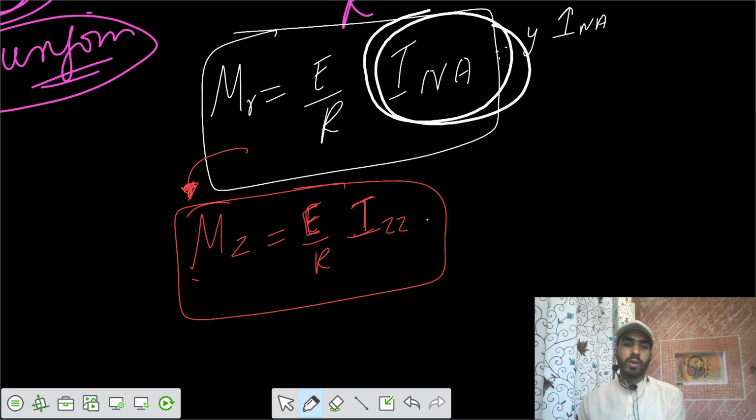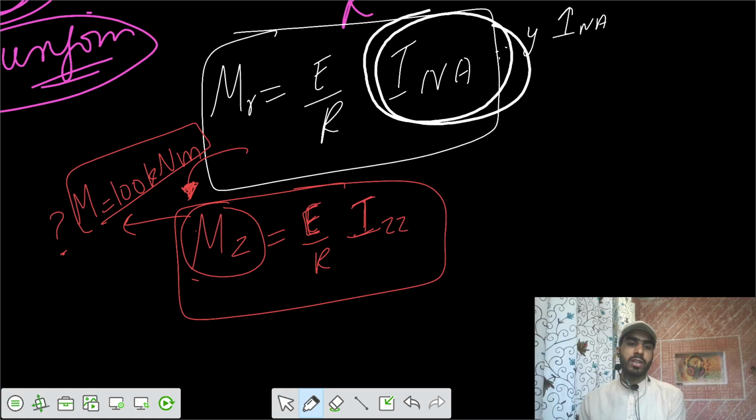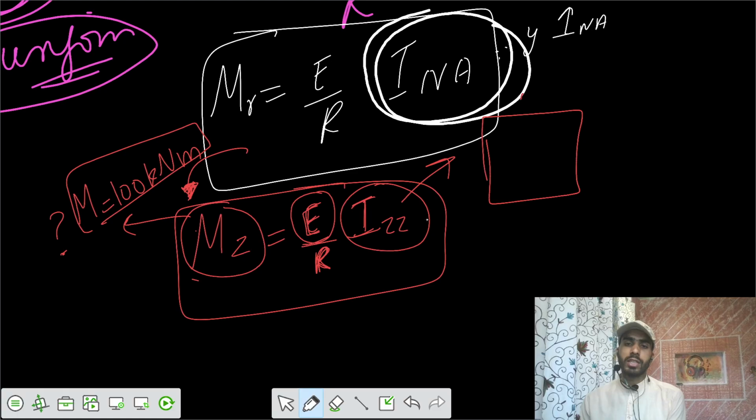So if I have applied a bending moment of M equals 100 kilonewton meter, an external bending moment of 100 kilonewton meter, your member has a value of E that is also constant, and a radius R. So your variable is IZZ. You want to say which section I should prefer, such that your IZZ will balance that moment Mz.